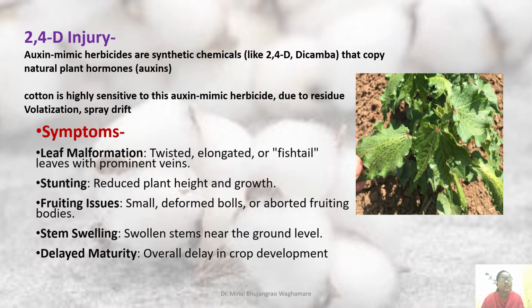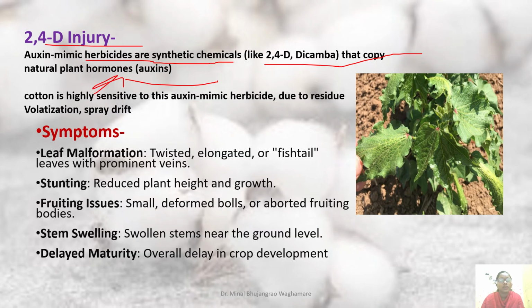Coming to our last disease, that is 2,4-D injury. This disease is not caused by any causal organism. It is basically caused by herbicide spray drifting. That is an auxin mimic herbicide, a synthetic chemical, 2,4-D, dicamba. This is really similar to the natural hormone, that is auxin. Cotton is actually sensitive to this herbicide.